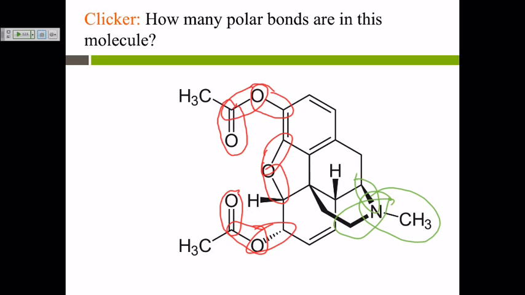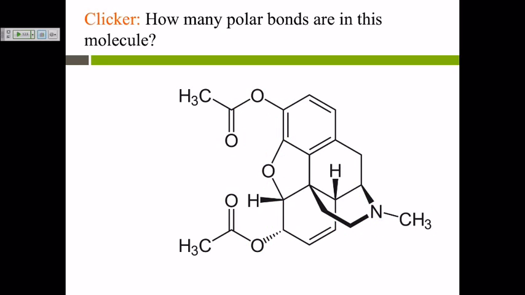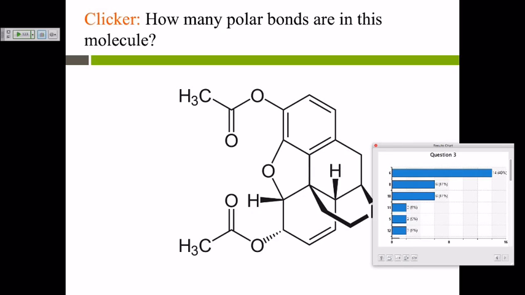Tatiana, is an NH a polar bond? Yes, we don't have it in this molecule. So the total was 8 plus 1, 2, 3. Is that 11 total? So how many people found 11? 2.